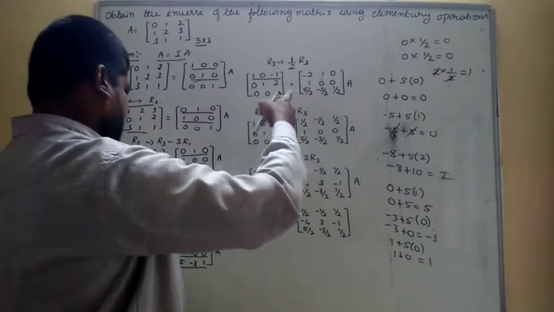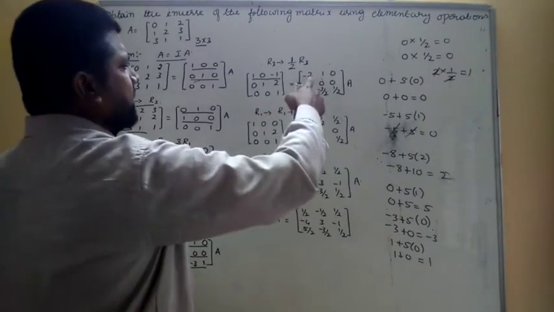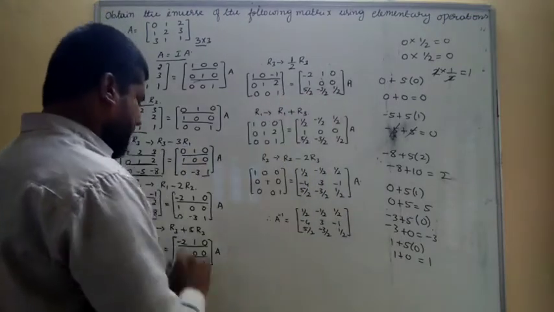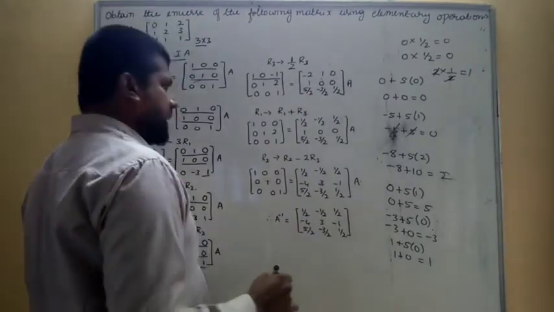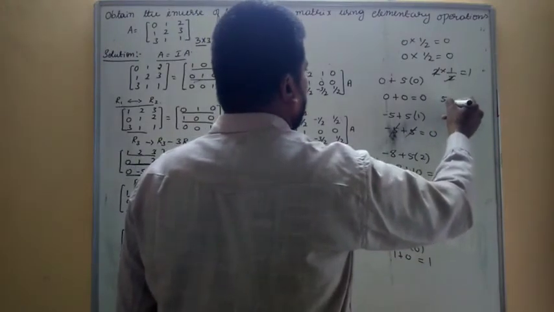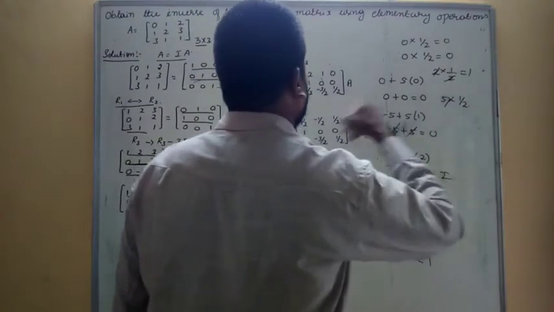In the right side, you have to follow the same thing. So first row you have to write minus 2, 1, 0, second row 1, 0, 0. Then multiply the third row elements with 1 by 2. So 5 into 1 by 2 means we are getting 5 by 2.